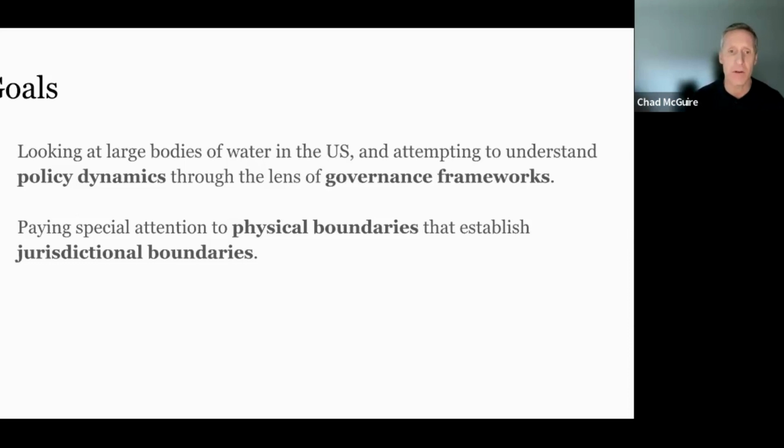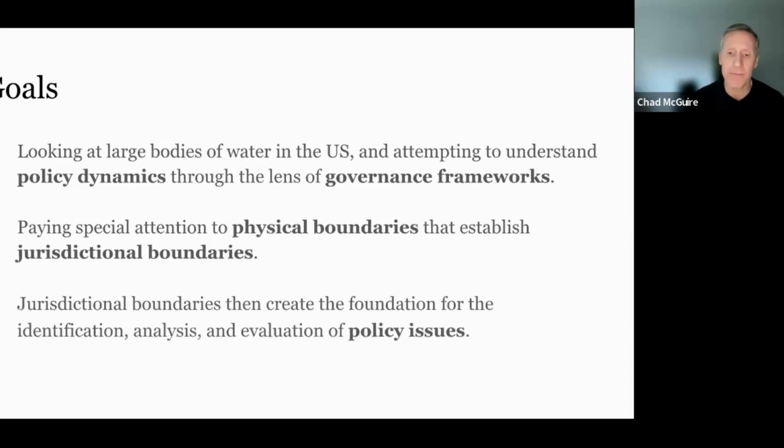We're looking at those physical boundaries in relationship to human-based systems, jurisdictional boundaries, we'll call them. These are geospatial boundaries based on human, not necessarily normative, but many times just sort of happenstance, and we'll get into what that means in establishing these kinds of boundaries. When we understand and identify these jurisdictional boundaries, they create the foundation for the identification, analysis, and evaluation of all three of these policy issues, the things that come up, things that are interesting.